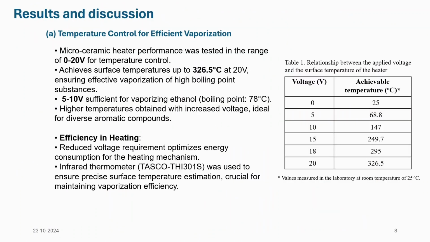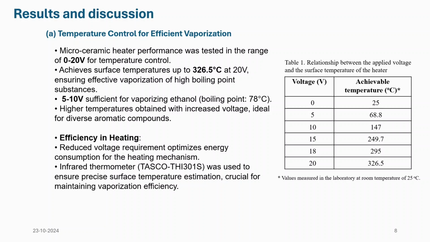So now coming to the temperature control. We analyzed the voltage with the microceramic heater, and we can see that the microceramic heater in this case was tested for 0 to 20 volt, and you can see that it can achieve around 326.5 degrees Celsius at 20 volt. And right now, for our experiments, we are using ethanol, and we can easily get a sufficient boiling point for ethanol at around 5 to 10 volt.